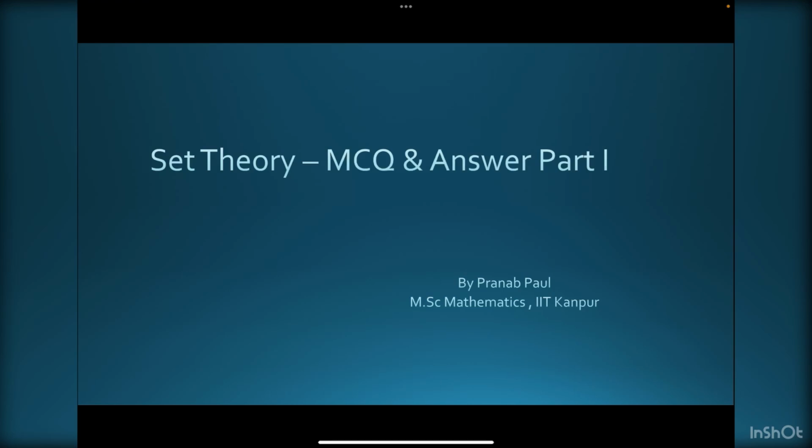So today we'll discuss set theory multiple choice questions and answers. We'll divide this part into multiple videos and try to give an explanation of each type of question. Generally, this type of question comes up in competitive exams and also in the board exams of 8th, 10th and 12th.